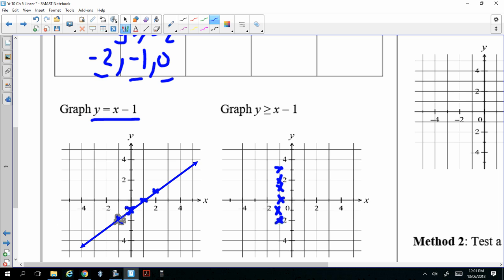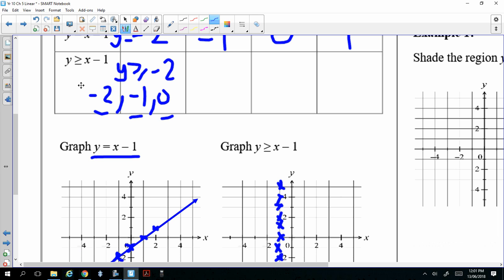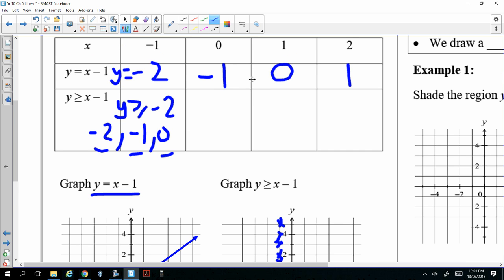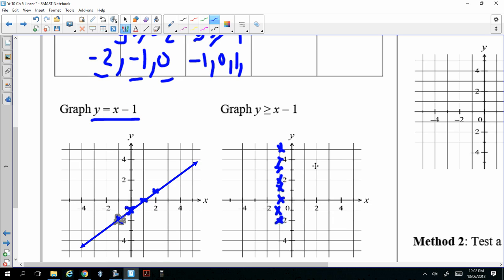So everything here, right? When it's an inequality, you shade all the points. All these points make this inequality true. So y is bigger than or equal to -2. When x is 0, you get y greater than or equal to -1. And what numbers are greater than or equal to -1? -1 itself, 0, 1, etc. So if you plot these points, you get this.